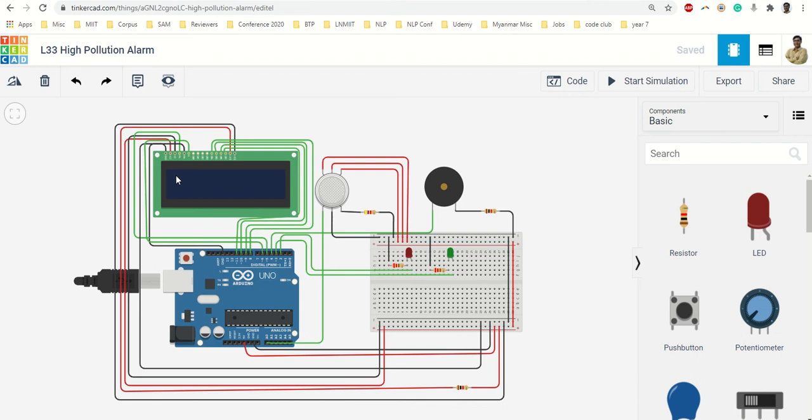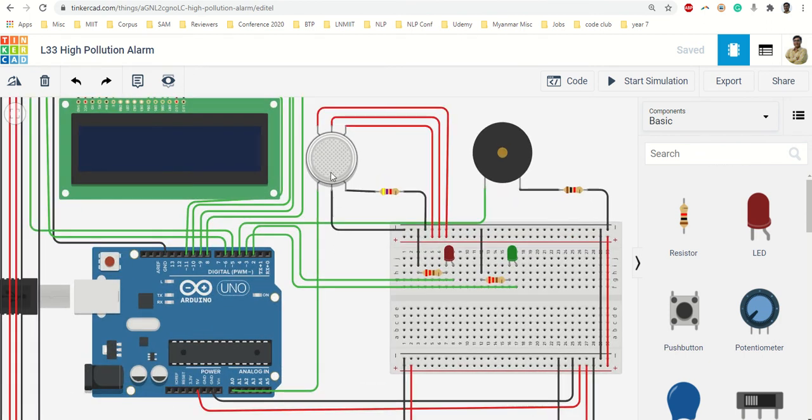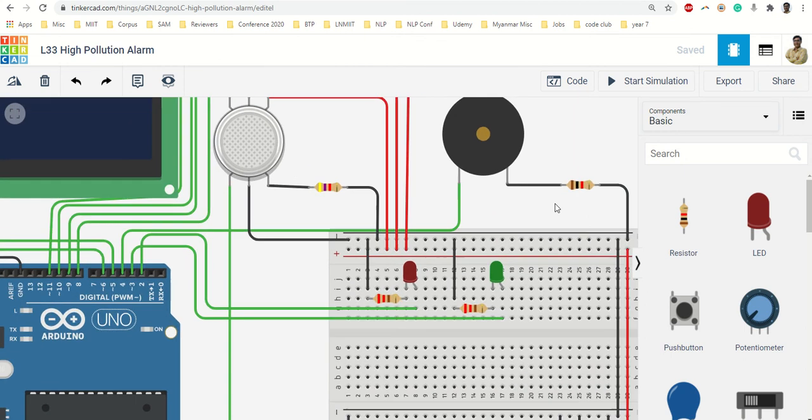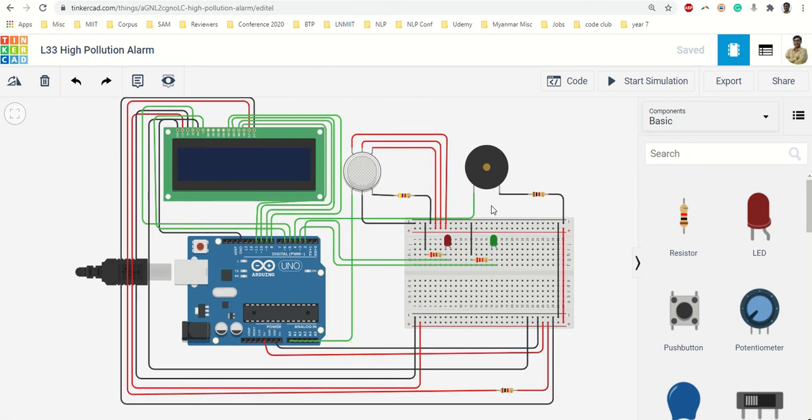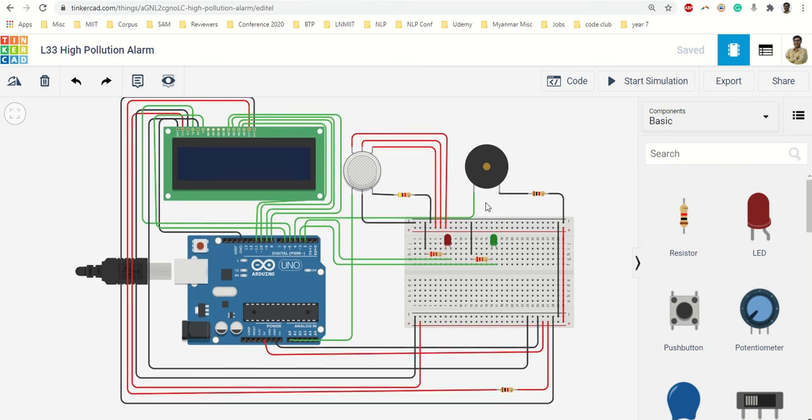So the connections are the same for the LCD. I have just rearranged it on this side. Then in addition to that, we have attached this gas sensor on analog pin A0, and for output we have taken a buzzer. For indicative output we have taken one green and one red LED. The green LED will show that things are fine, you are safe, under control, and when there is the red LED, that means the pollution is above a certain level.